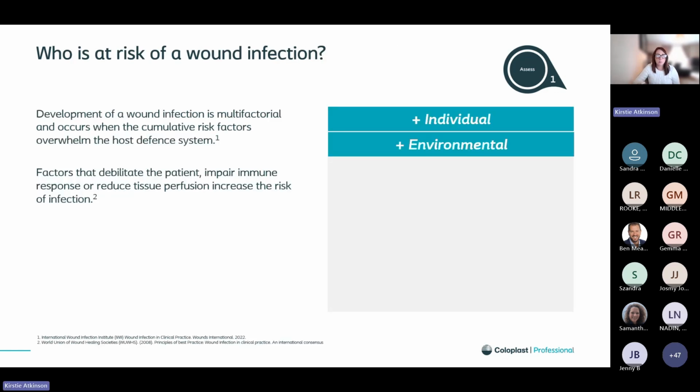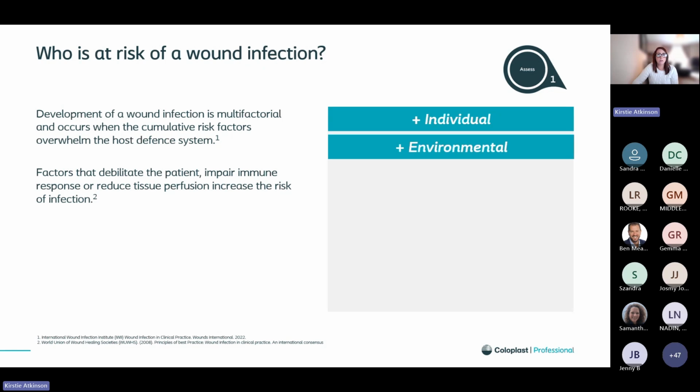So we've covered factors that might predispose a wound to an infection, but what about the person themselves? Unfortunately, everyone is at risk of getting a wound infection. As I've said, the development of a wound infection is multifactorial and occurs when all these risk factors overwhelm the host defense system. So it's when the scales are tipped and our body just can't fight them off anymore. Factors that debilitate the patient, impair their immune response, or reduce tissue perfusion increase the risk of infection. These risks can be split into individual factors, but also the environment that we find ourselves in.